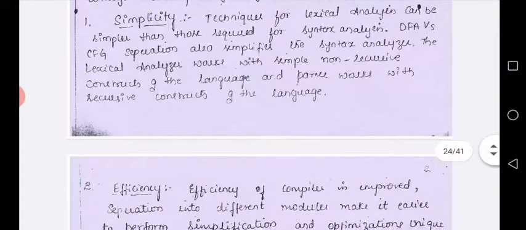But lexical analysis will be non-recursive, which means once we generate the tokens, we are not coming back. We keep moving further and further. But syntax analysis works in a recursive fashion.